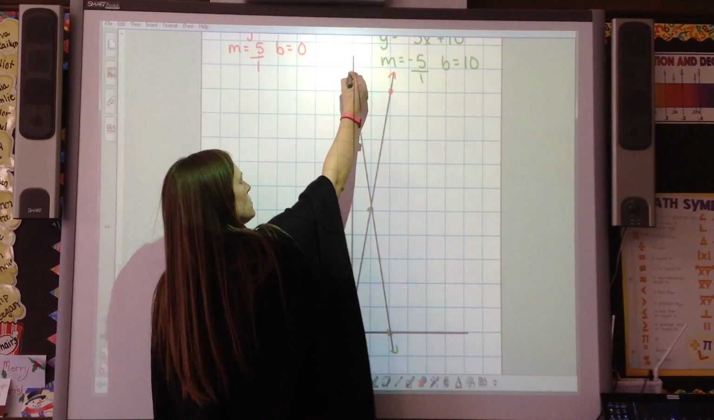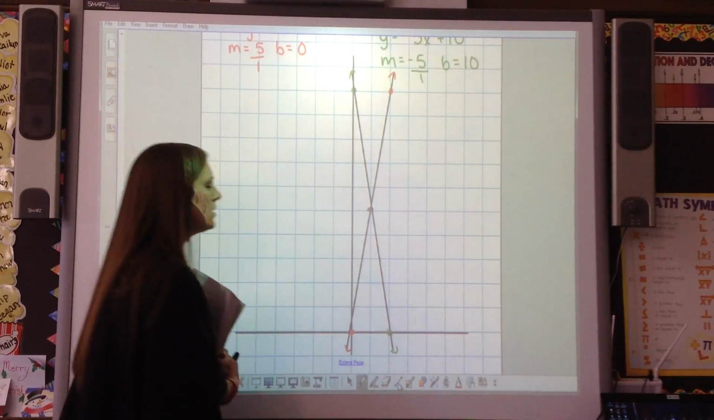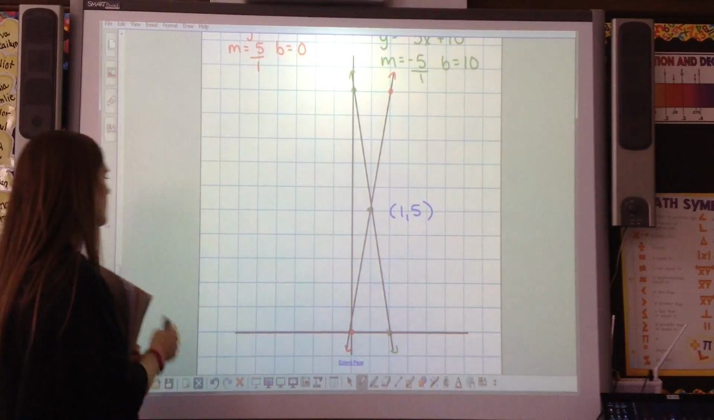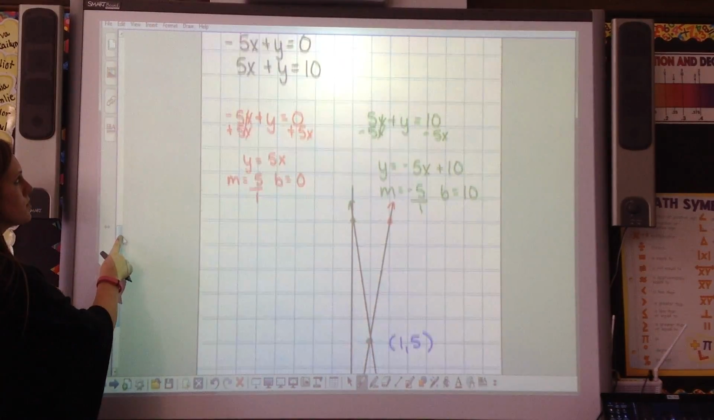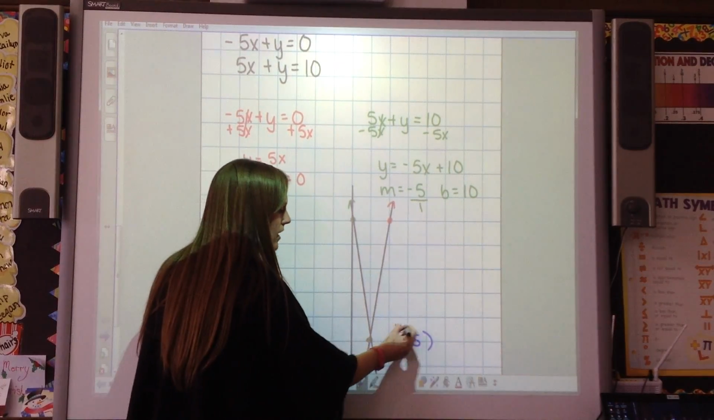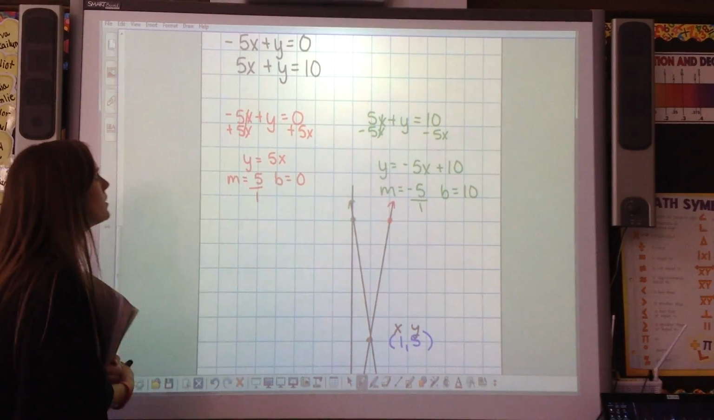Your solution was where the two lines intersect. Our two lines intersect at (1, 5). I'm going to check to make sure that's correct by plugging them back into the original equation. Again, I'm going to do that over here. This is my x value, this is my y value.